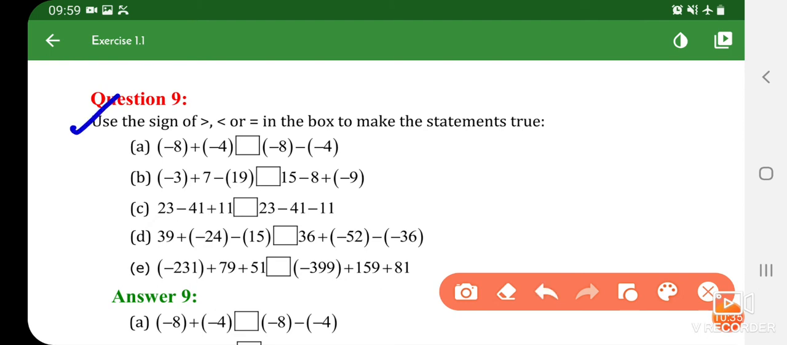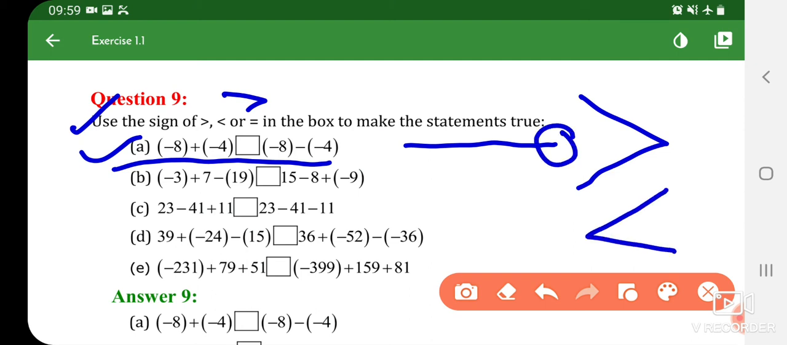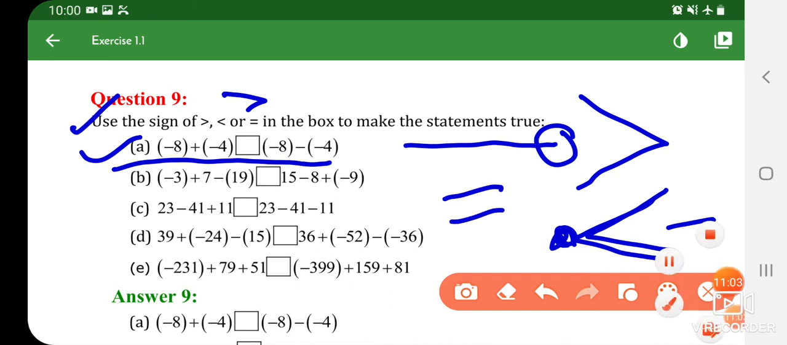Now the next question, question number 9. Use the sign of greater than, less than or equal in the box to make the statement true. Firstly we have to solve the question, and after that put this symbol. When the number is greater, we put this symbol, open mouth toward the greater number, and when the number is small, here is the small number and here is the greater. The mouth is closed, and when both numbers are equal, we put this sign.